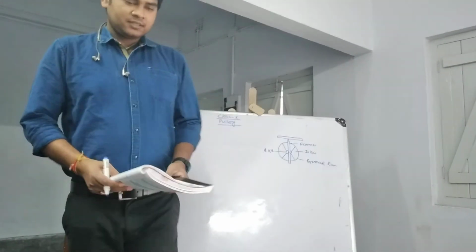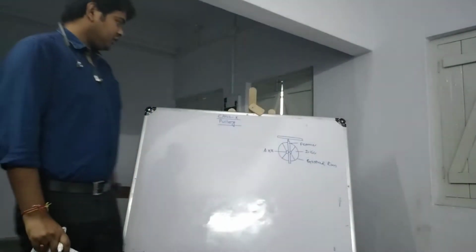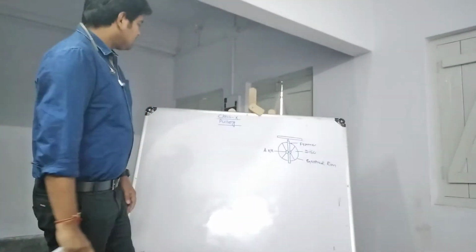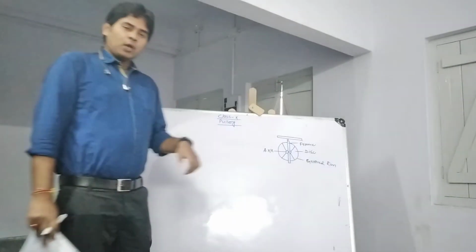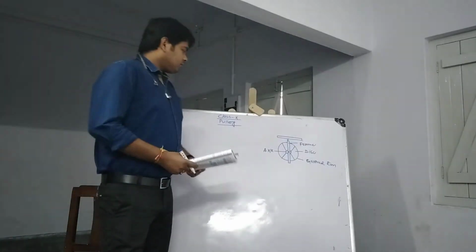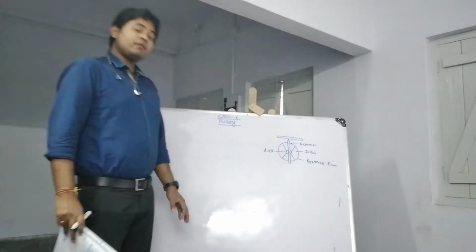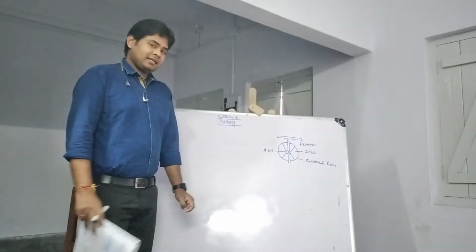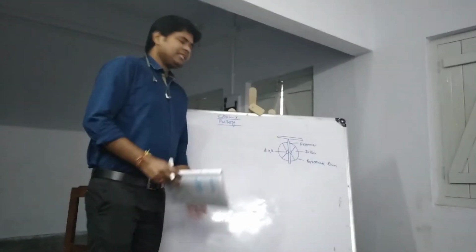Hello students, today the last portion of this chapter, machine. Today's topic is pulley. We will discuss various types of pulley, that is single fixed pulley, single movable pulley and block and tackle. We will discuss about these terms. Now, what is a pulley?